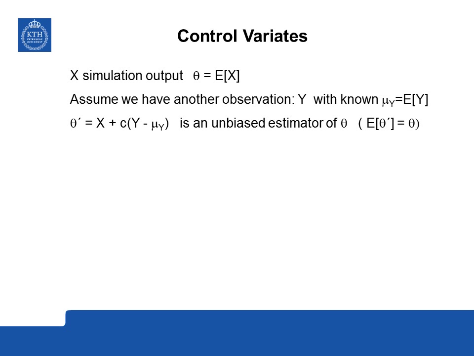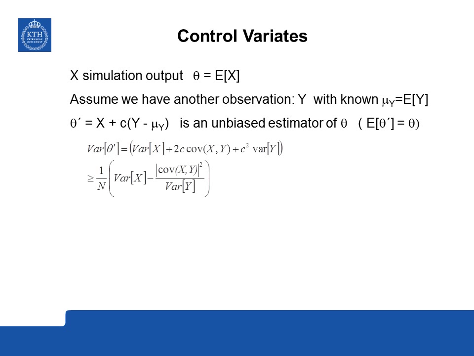So what is the benefit of this? Well, we can show that the variance of theta prime can now be described as in the equation here, and you can see there again are variance terms for x and y, and there's a covariance term, covariance xy, which is the covariance between x and y. And by completing the squares, we can show that the variance has to be larger than the equation at the bottom.